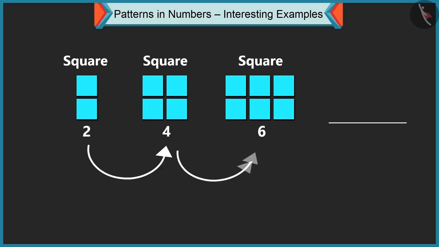In this pattern, the numbers of squares are increasing. Yes, Chutki. Initially, this pattern had 2 squares. Adding 2 more squares makes it 4 squares. Adding 2 more squares makes it 6 squares. Similarly, every time the number of squares is increased by 2.